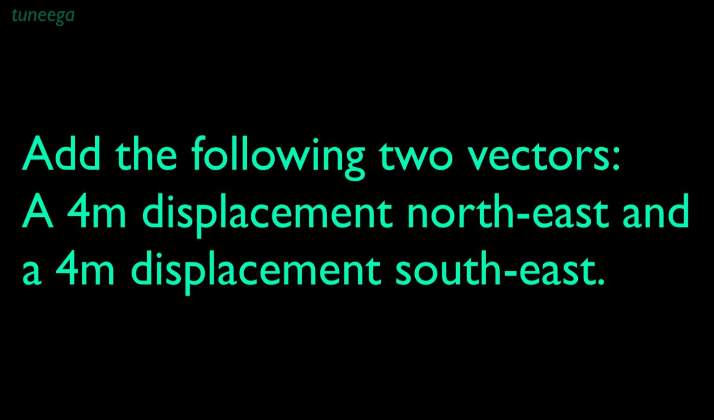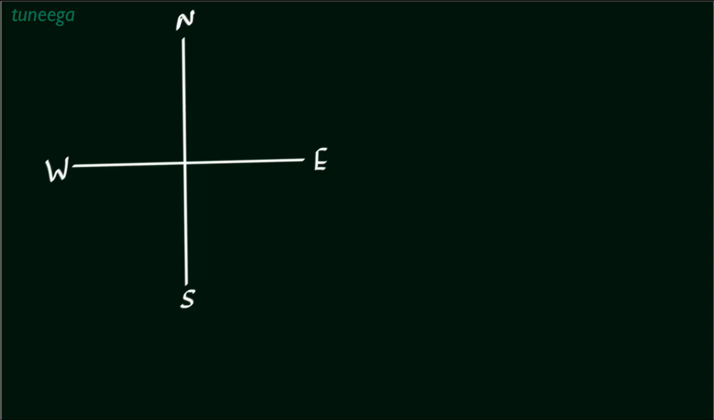Let's go to the next problem. In this problem, we are given two vectors. One is 4 meters northeast. When they simply say northeast without giving the angle, it means it's exactly between north and east. So it's at 45 degrees to north. So that is the first vector. You're told that the second vector is 4 meters southeast. So that means this vector is exactly at 45 degrees between south and east.